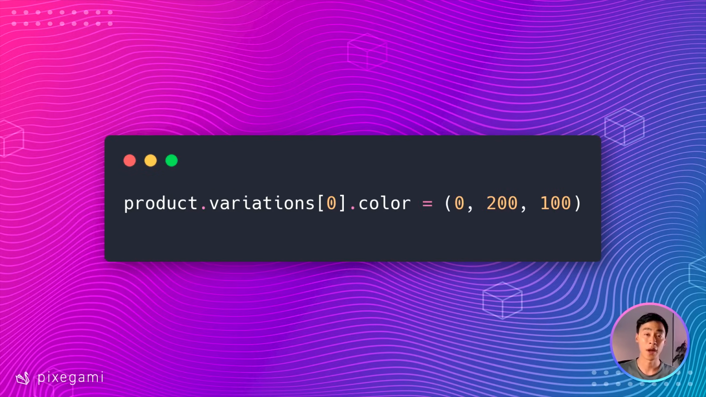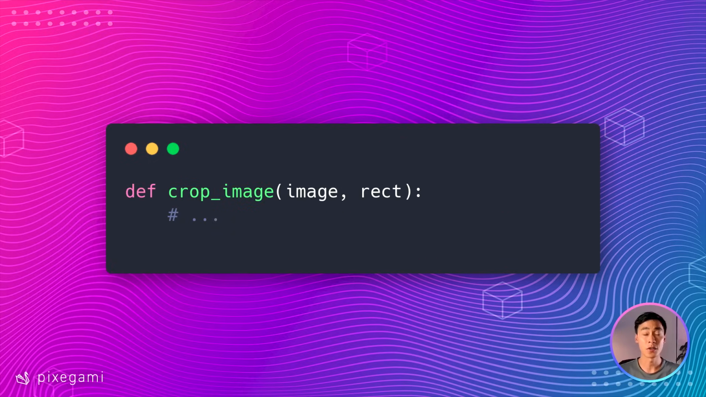For example, as your app gets bigger, it becomes harder and harder to keep track of all your variables and what type they should be. It's also difficult when you have to work with functions where the argument types aren't obvious. For example, what is this rect argument supposed to be here? It could be a tuple, but then it doesn't tell you if the x-axis or the y-axis should come first.